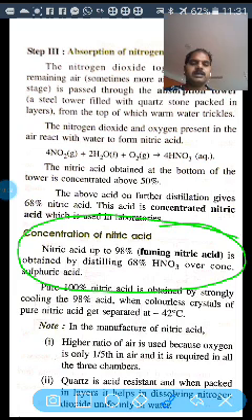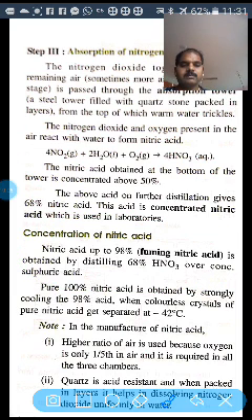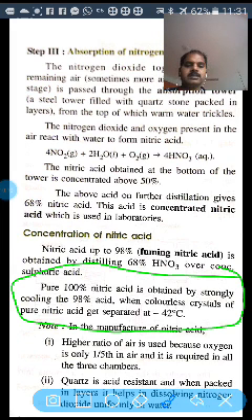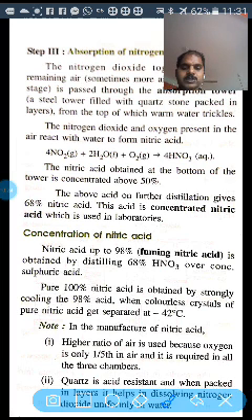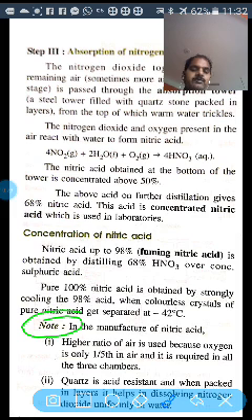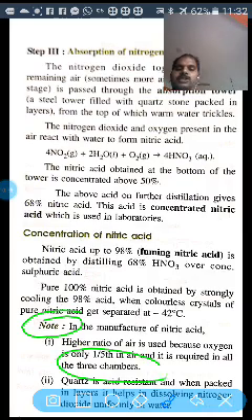Pure 100% nitric acid can also be obtained by strongly cooling 98% nitric acid, and then colorless crystals of pure nitric acid get separated at minus 42 degrees Celsius. This can be separated to get 100% pure nitric acid. Now, a special thing to be noted here is that in the manufacture of nitric acid, a higher ratio of air is used because oxygen is only 1/5 of air, and it is required in all three chambers.